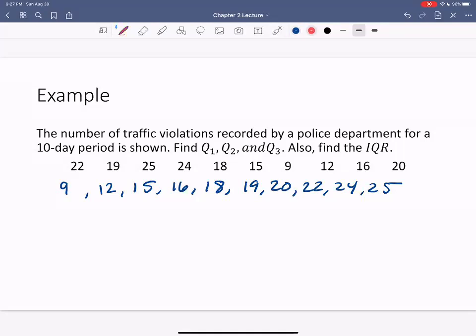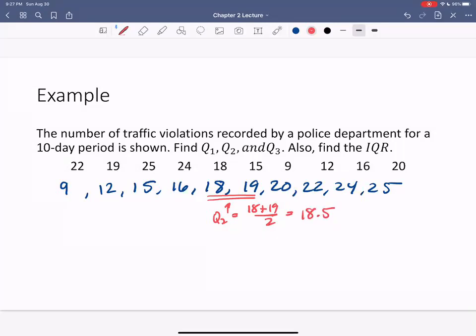So we're looking at the two middle pieces of data, which are right here. And so in order to find the median, or the quartile 2, we're going to say this is our quartile 2, and that equals 18 plus 19 divided by 2, which is 18.5. This is our quartile 2.